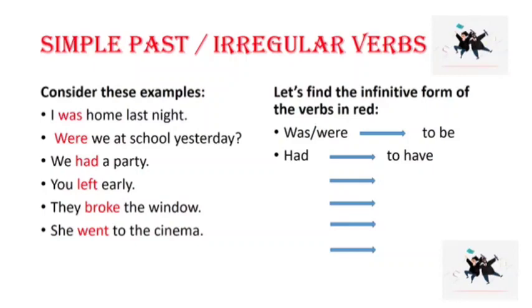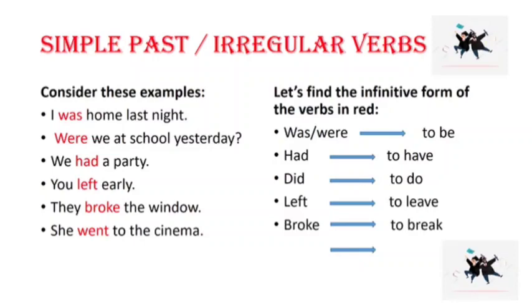Now we move to the next verb, left. Can you guess the infinitive of this verb? Can you guess? Do you know it? So this is an irregular verb and its infinitive is left, to leave. And the next one, they broke the window. Broke, can you guess the infinitive of broke? Yes, good. Broke, to break.